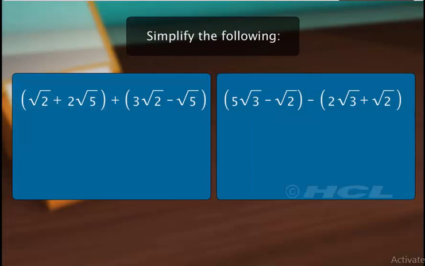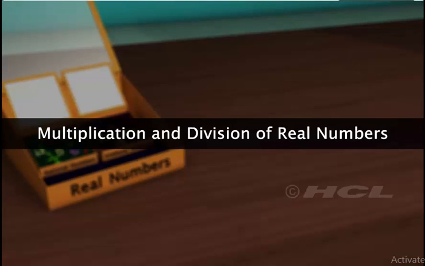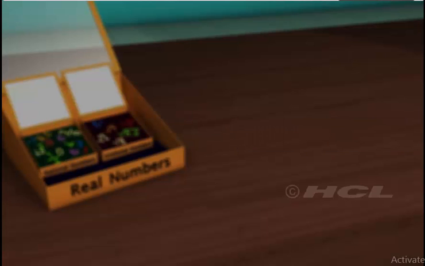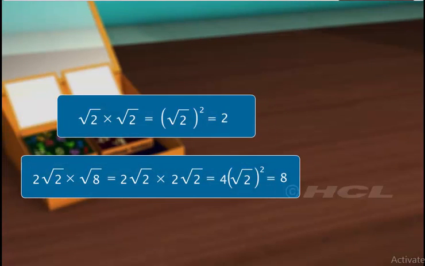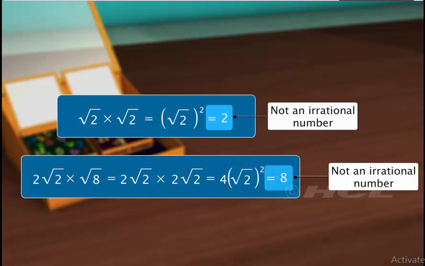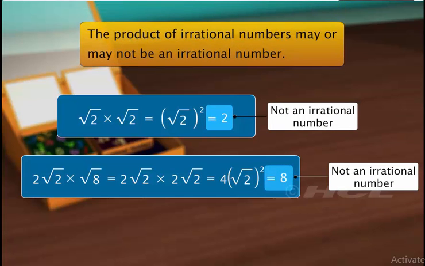Now, add or subtract the given irrational number. Now, let's see the product of two irrational numbers. As you can see, the product of an irrational number with itself may not be an irrational number. Therefore, we can say that the product of irrational numbers may not always be an irrational number.